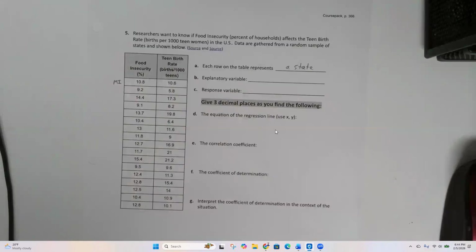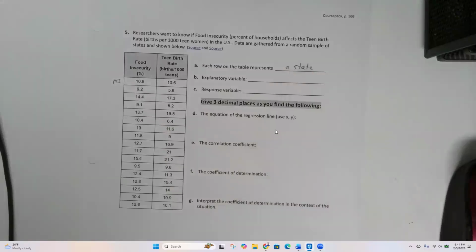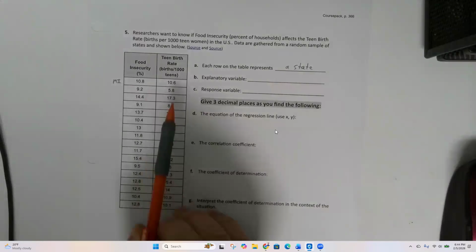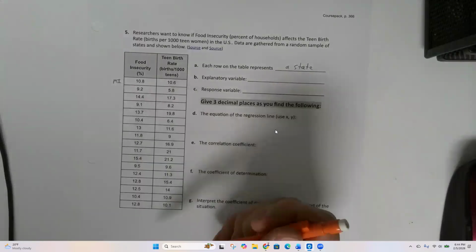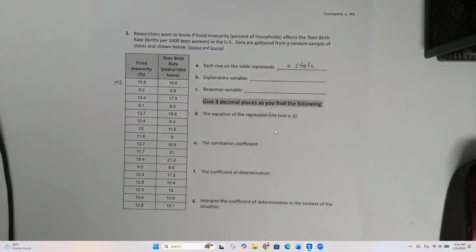I know that because it said we did a random sample of states. So you look at what your sample is or your population. If this had said we did a random sample of households or a random sample of years, then that would be what we would put here. So each row here is a state. Now we don't have all 50 states because it's a sample. That's fine.